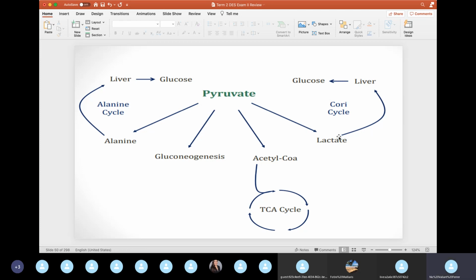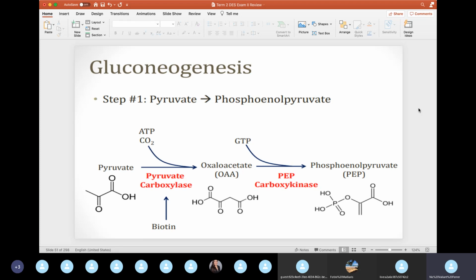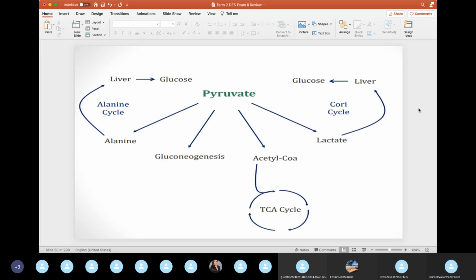Lactate can be converted in the liver to glucose via what cycle? Cori cycle. Alanine in the liver can be converted to glucose via what cycle? Alanine cycle. Acetyl-CoA can be converted to ATP via what cycle? TCA cycle. We're good so far with glycolysis and pyruvate metabolism? Yes. Okay. Next one.